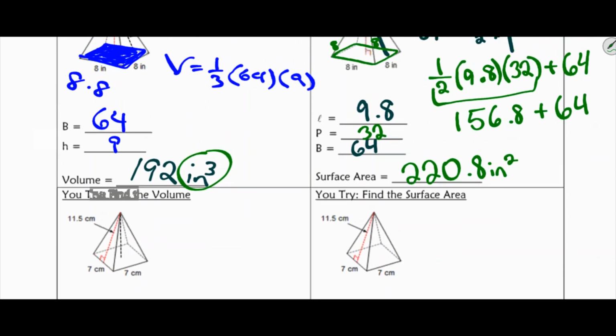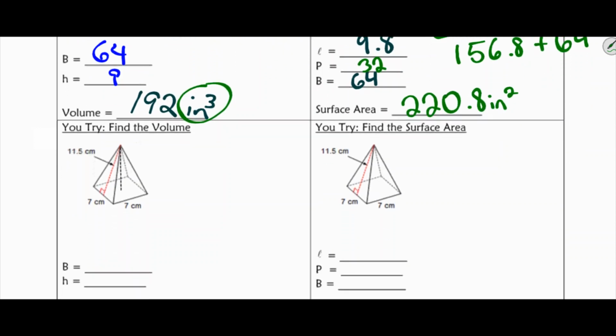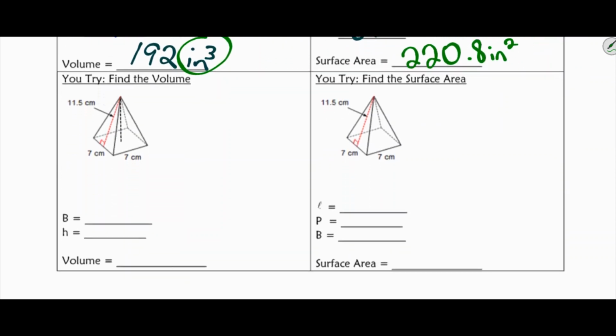Any questions before you just do this on your own? I'm going to set this one up a little bit for you. We're trying to find the volume. Okay, so we know it's going to be 1/3 big B times H. Big B you should be able to find. But that H, we don't have that right now.